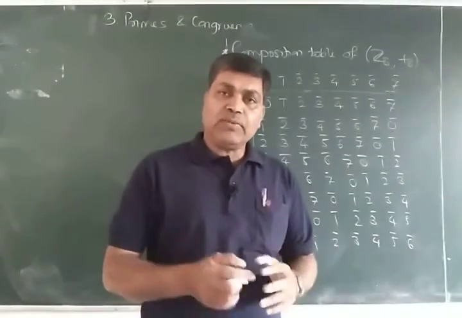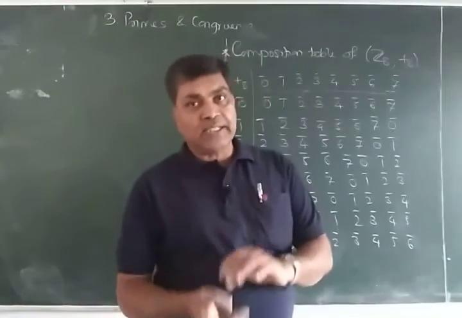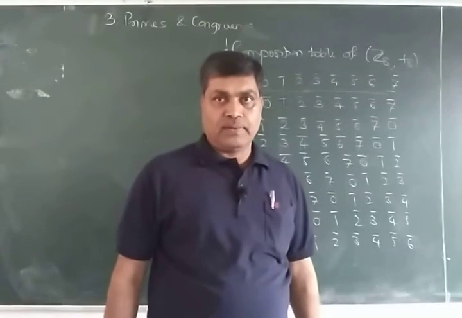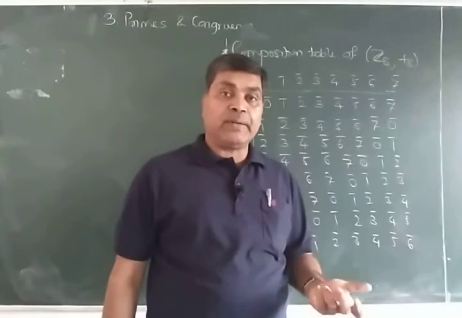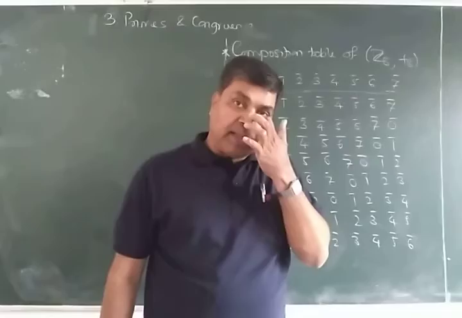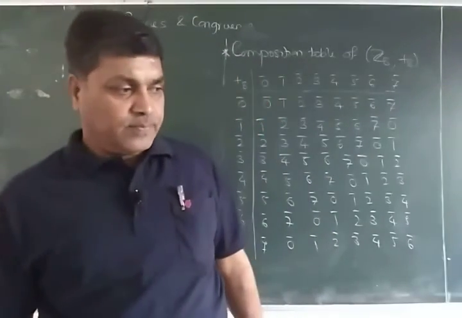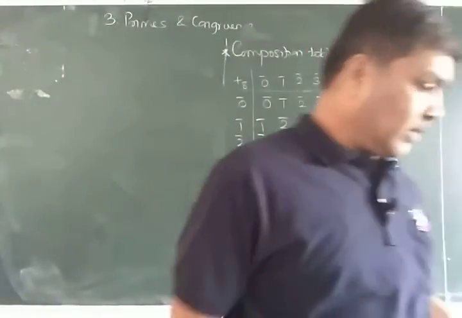If B bar is the additive inverse of A bar, then A bar is the additive inverse of B bar. For A and B, if A bar plus B bar is equal to B bar plus A bar is equal to 0 bar, then they are additive inverses of each other.